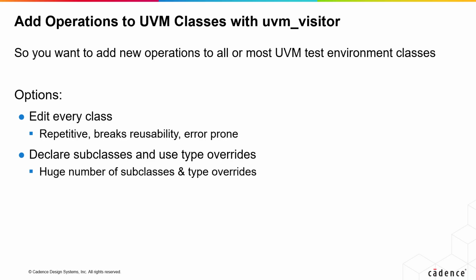The standard option would be to declare the method in a subclass and use type overrides with a factory. However, again, to affect every class would require a huge number of subclasses and type overrides, so this is not really practical. But this is a standard object-oriented design problem with a standard solution called the visitor design pattern, which is implemented in UVM 1.2 onwards.